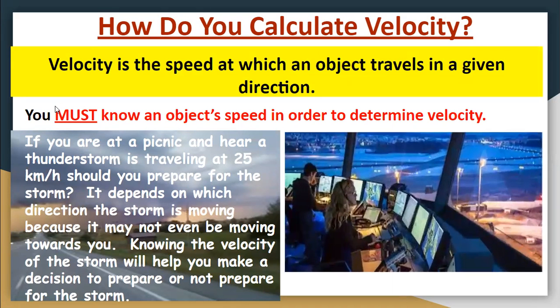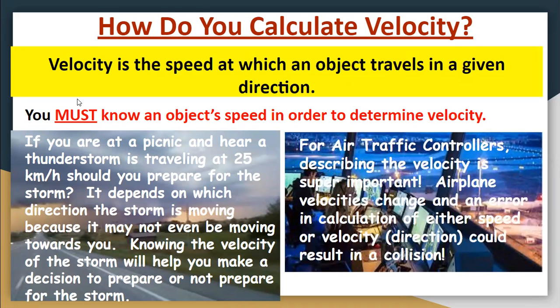Air traffic controllers have to use velocity a lot because they have to describe it. They have to know that airplanes will change velocities a lot, and any error in calculation of either the speed of the airplane or the velocity, the direction the airplane is going, could result in a collision of two airplanes. So it's very important in air traffic controlling.